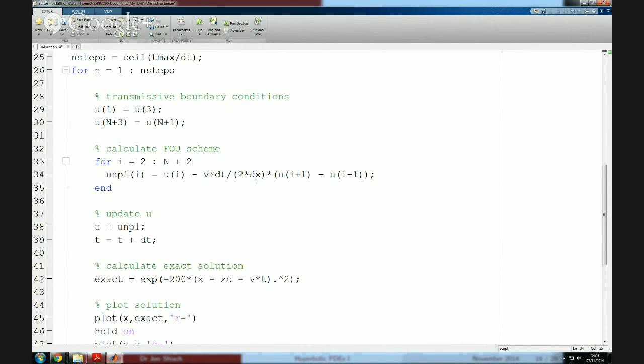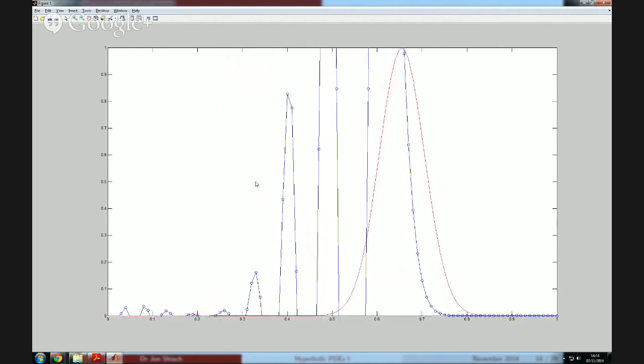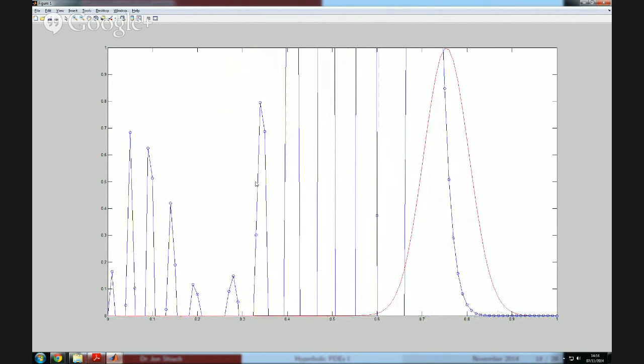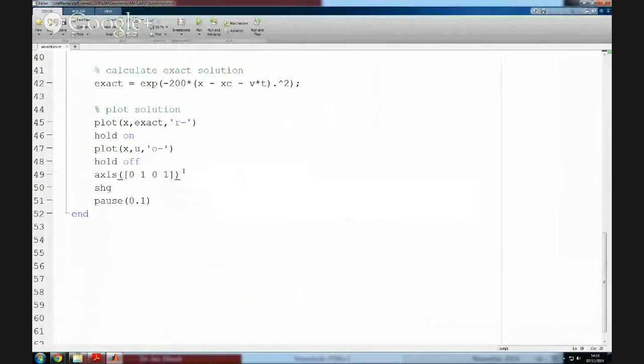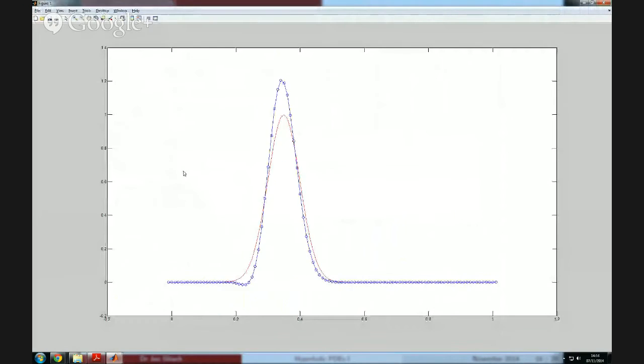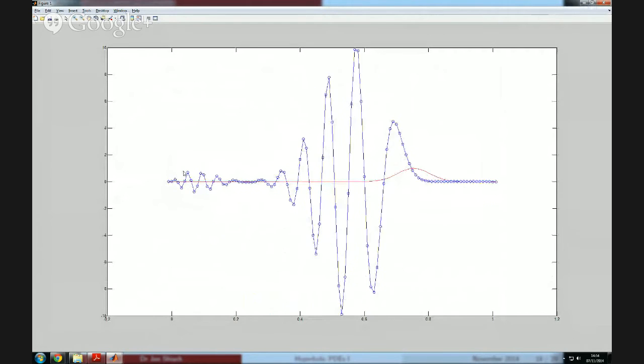Let's run this. Oh, things aren't looking good. Hopefully you can see, we've made a bit of a mess there. What I'm going to do is take away the axis command so you can see what actually happens. Can you see the vertical axis is having to resize itself? As you can probably imagine, that's no good. Something's happened there which caused our scheme not to approximate the actual solution.